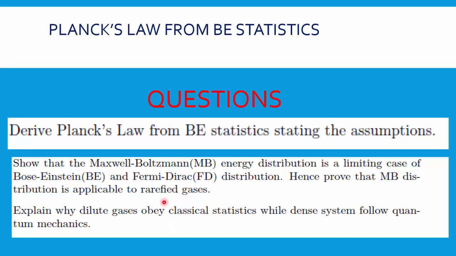Another question connected to that: explain why dilute gases obey classical statistics while dense systems follow quantum mechanics. The same answer applies: FD statistics and BE statistics are more dense, the number density is very high compared to classical or MB statistics. So what is the reason? That has already been explained.